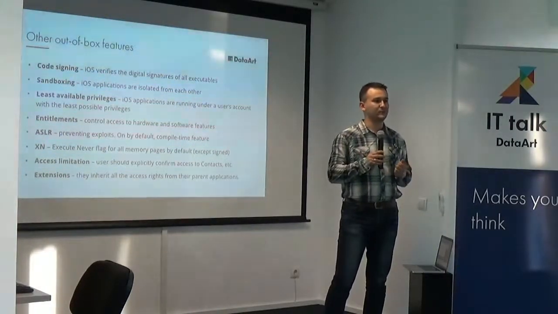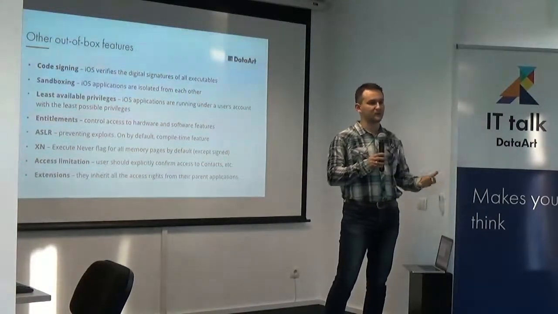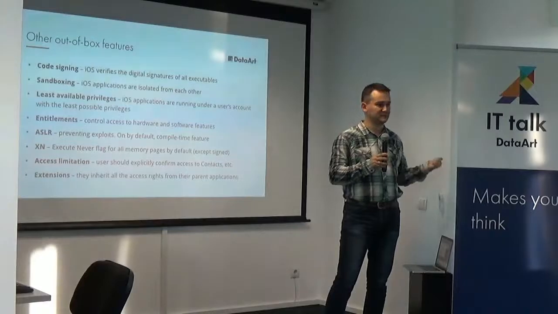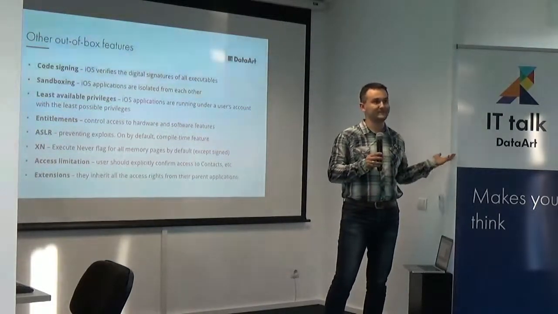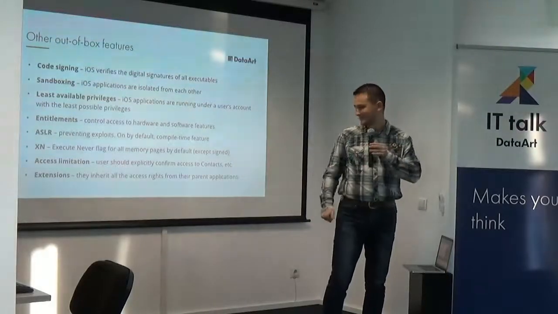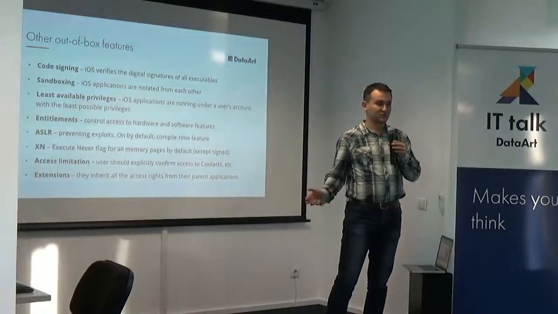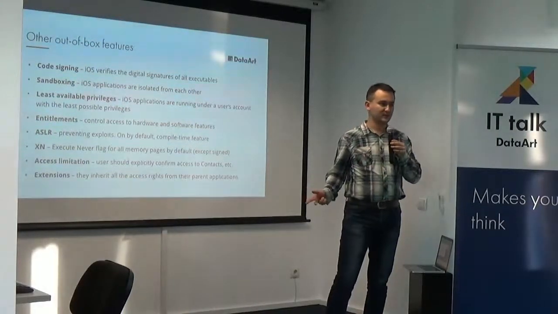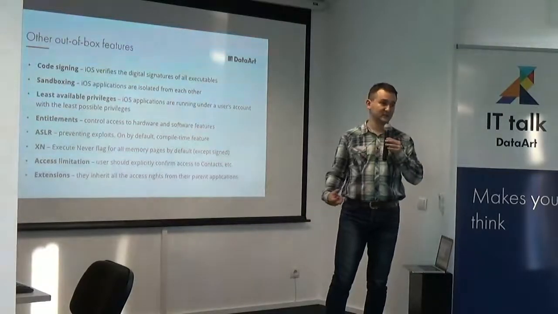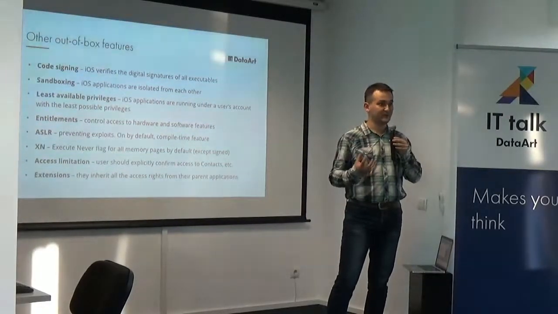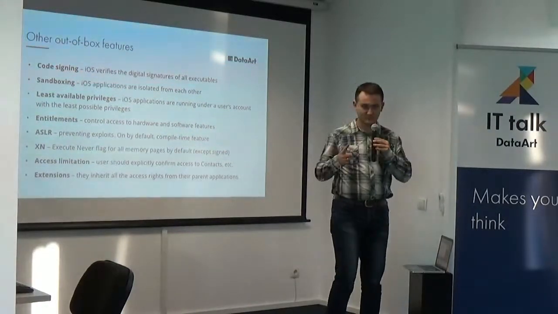We should provide the reason why we need access to the camera, contacts, microphone, Bluetooth, and something else. If the user doesn't give us access, then we're out of luck. And extensions, I mean keyboard extensions, watch extensions, and so on. They inherit the access rights from their base application. However, there is an exception, which is not mentioned here.